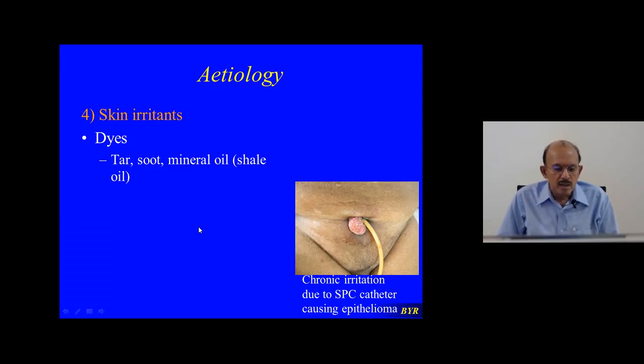Which part of the body? Manognya, you are telling lung. Can squamous cell carcinoma occur in the lungs? No, it cannot occur. So it is about the scrotum. It is about the scrotum. Good.